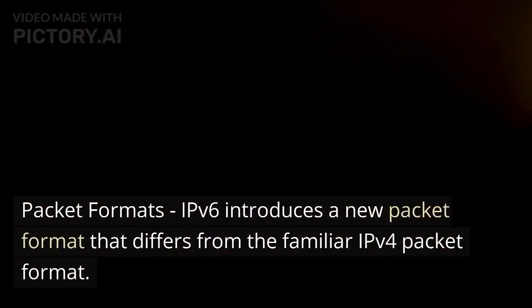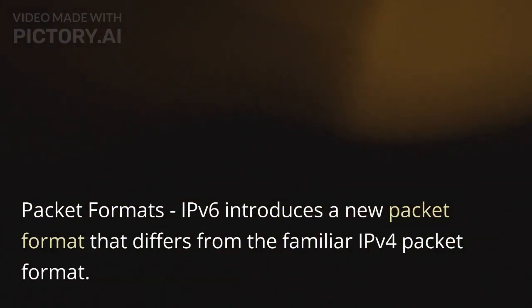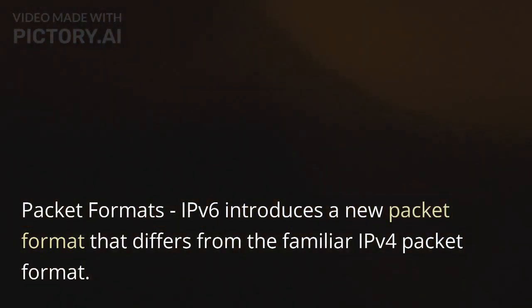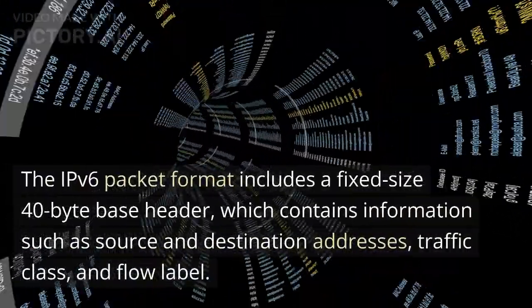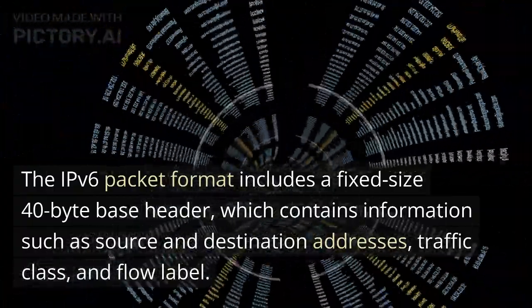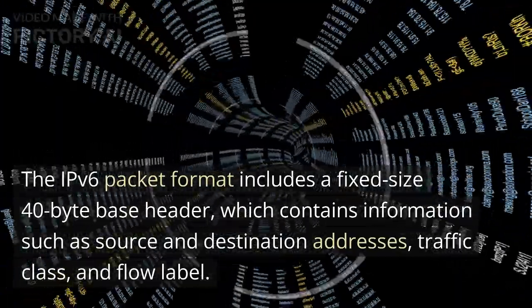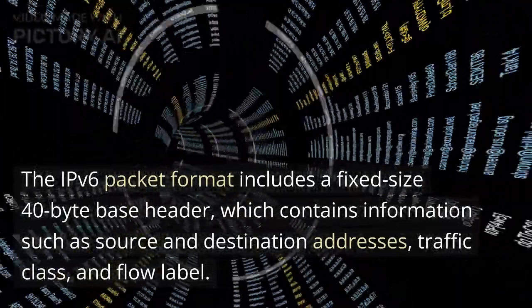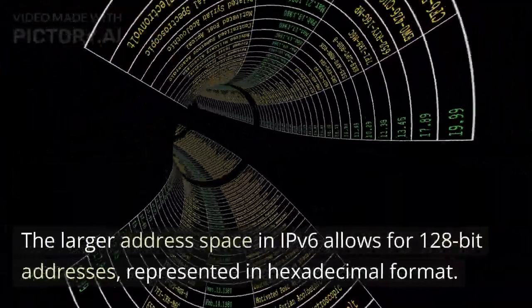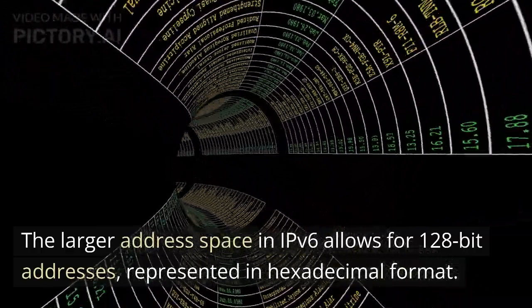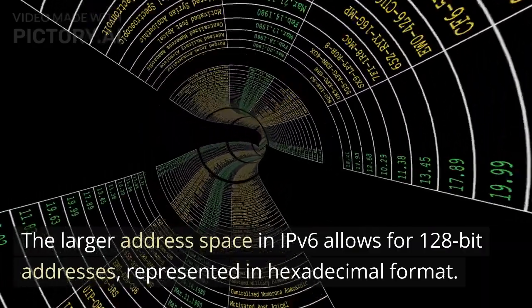Packet formats. IPv6 introduces a new packet format that differs from the familiar IPv4 packet format. The IPv6 packet format includes a fixed-size 40-byte base header, which contains information such as source and destination addresses, traffic class, and flow label. The larger address space in IPv6 allows for 128-bit addresses, represented in hexadecimal format.